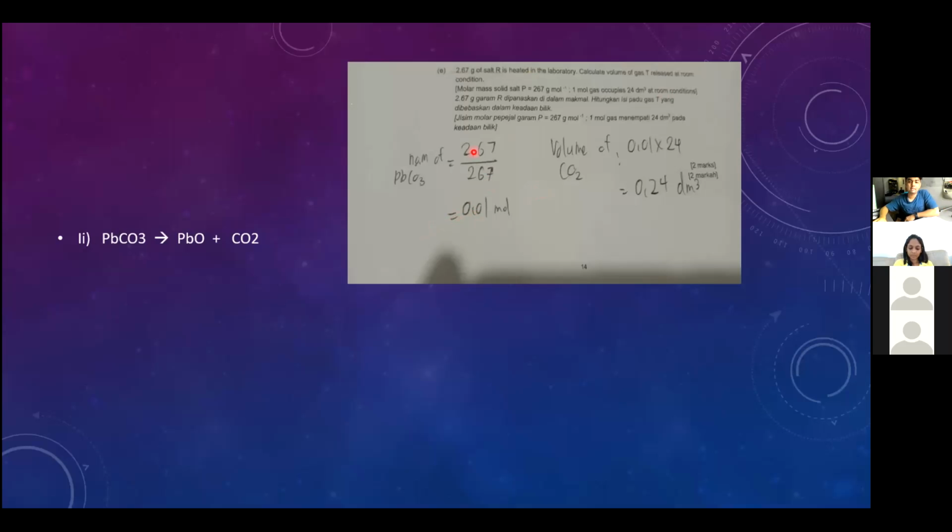How you relate is 1 mole of lead carbonate to a ratio of 1 mole of carbon dioxide. Then you get 0.01 mole. It is the same as 0.01. So the volume of carbon dioxide is 0.01 times 24 equals 0.24 decimeter cube. So that will be your answer. Very good.